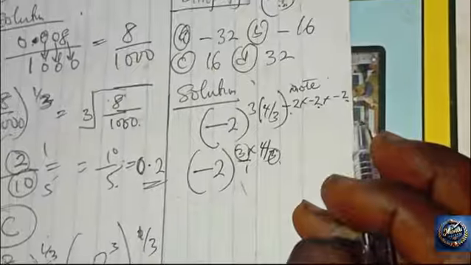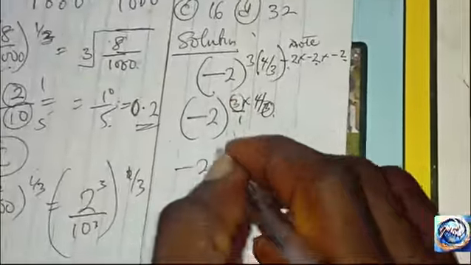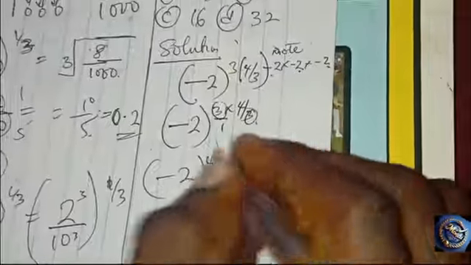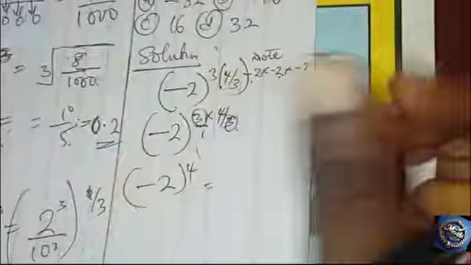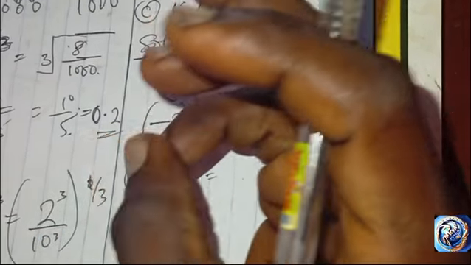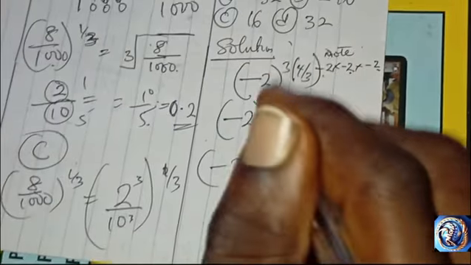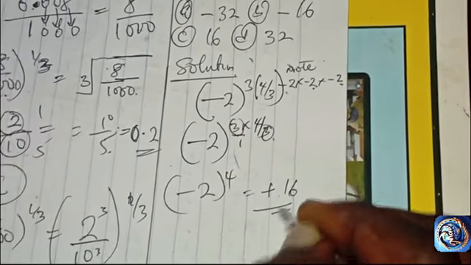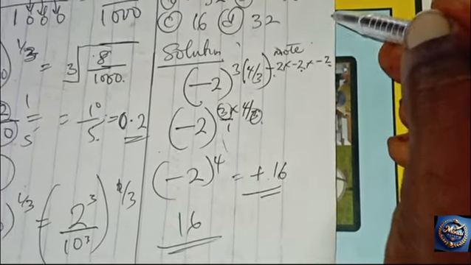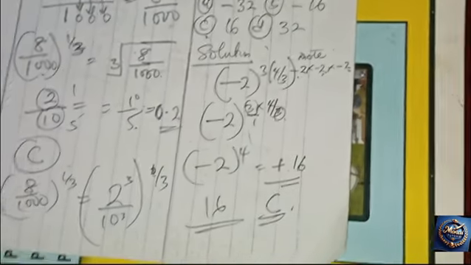That is gone. Then I have minus 2 raised to the power of 4. What is minus 2 raised to the power of 4? That is minus 2 in 4 places. Minus in 4 places will give you positive. Minus times minus is plus, plus times minus is minus, minus times minus again will be plus. So we have plus. Plus what? 2 in 4 places will give you 16. So my answer here is 16. Do we have 16 there? Yes. C is our answer.